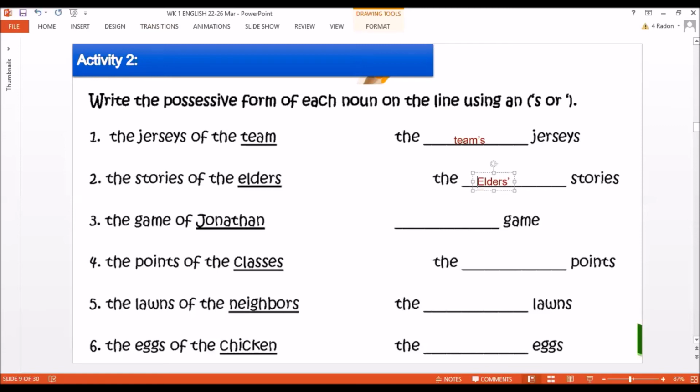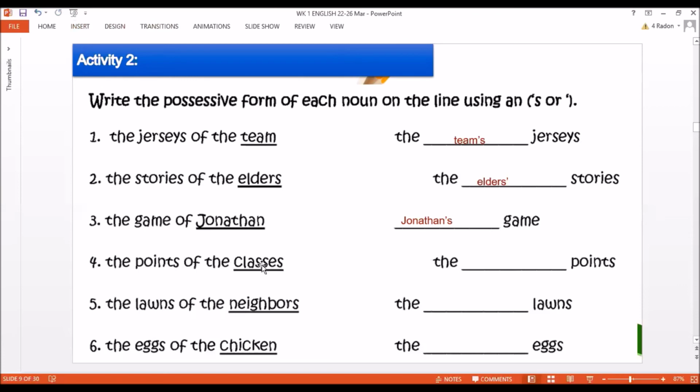Next, we go to number 3. The game of Jonathan. Whose game? Who owns the game? Who's the owner? It is Jonathan. So Jonathan does not end with S, so we add apostrophe S. So Jonathan apostrophe S.